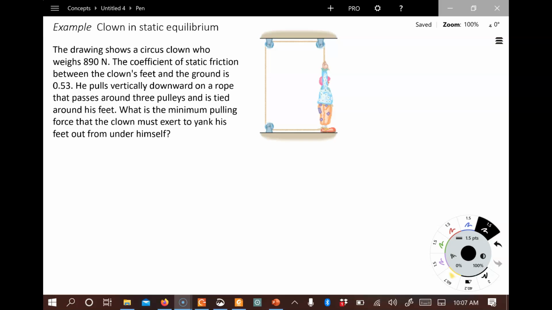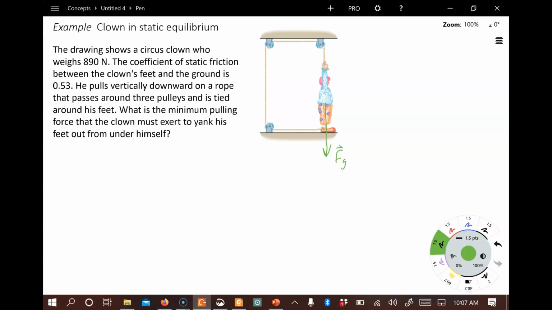Well, the object that we're interested in is the clown himself, because the forces that are acting on him could cause his feet to be pulled out from under him by that rope. So we're going to focus on the clown. First thing, what is the long range force? Well, we got gravity. So F sub g points straight down, as we remember.